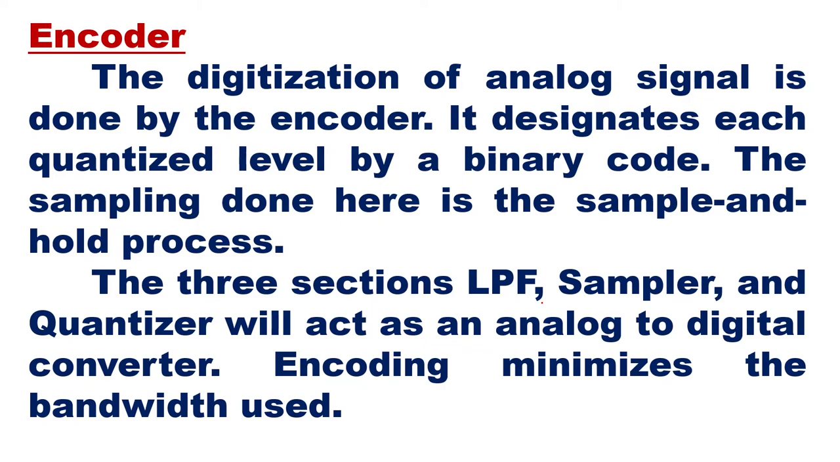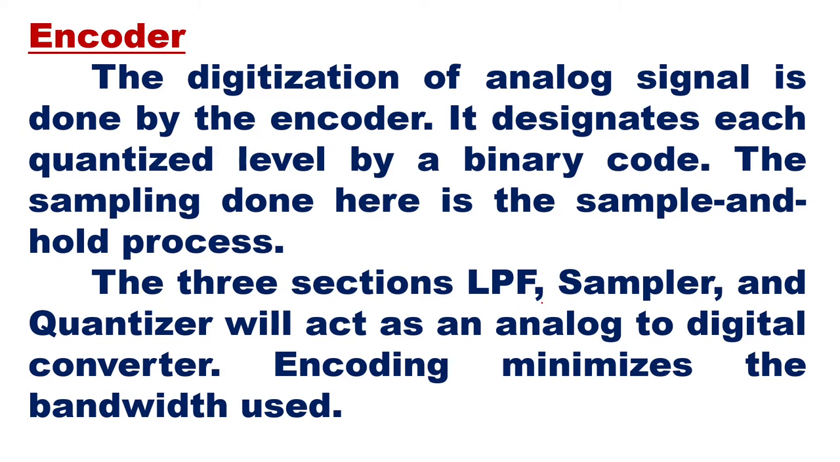Then you have the encoder. The digitization of the analog signal is done by the encoder. It designates each quantized level by a binary code. The sampling done here is the sample and hold process. The three sections, low pass filter, sampler and quantizer, will act as an analog to digital converter. Encoding minimizes the bandwidth used. So encoding is going to give you the binary coded word for every fixed value which the quantizer will give as the output.